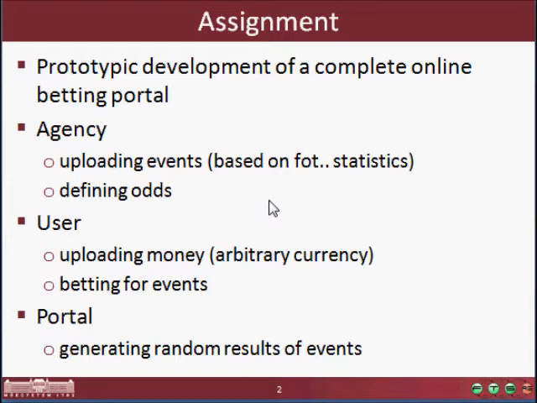Two main roles are defined in context with this portal: the agency and the user. The agency can publish events that can be later bet on and calculate the odds for these events. The user can create bets and upload money in arbitrary currency. There is a somewhat fake functionality of the portal, that is to generate results for the events. In real life, of course, these results would be provided by the events themselves.